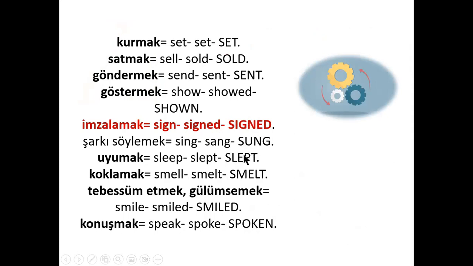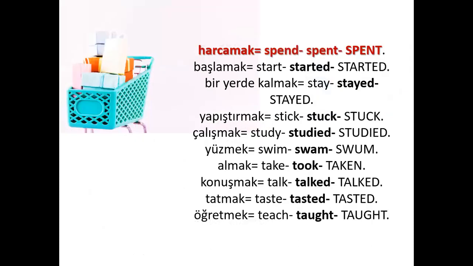Sing, sang, sung. Sleep, slept, slept. Smell, smelt, smelt. Smile, smiled, smiled. Speak, spoke, spoken. For example, spoken language: here the past participle is also an adjective. Maybe I told you this three or four times. Spend, spent, spent. Start, started, started. Stay, stayed, stayed. Stick, stuck, stuck. Study, studied, studied. Swim, swam, swum. Take, took, taken. Talk, talked, talked. Taste, tasted, tasted. Teach, taught, taught.